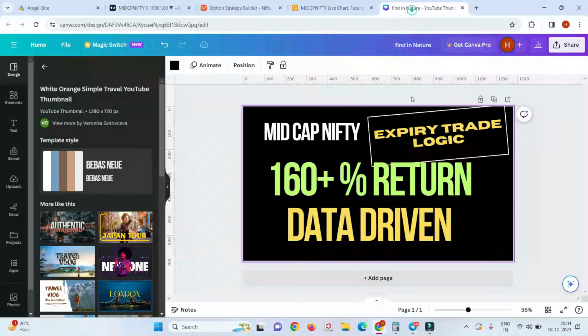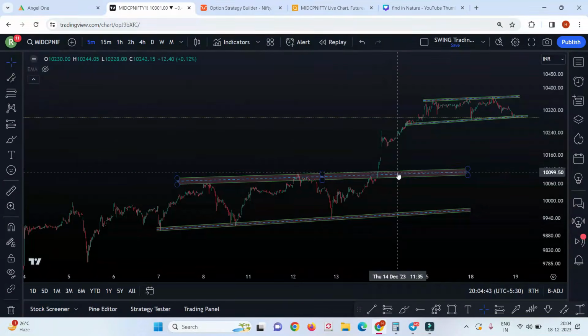All right, guys, so this is the reason I said: Midcap Nifty expiry trade logic, 160% return, data driven, with price action.